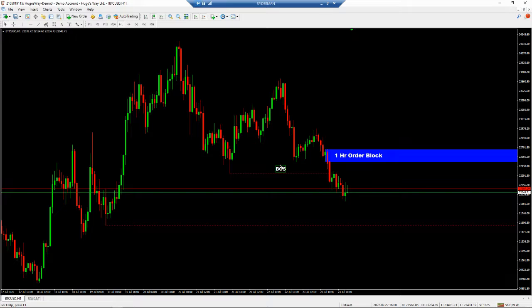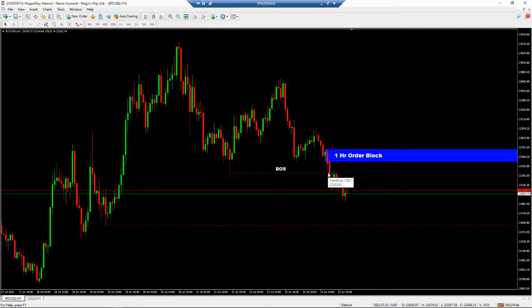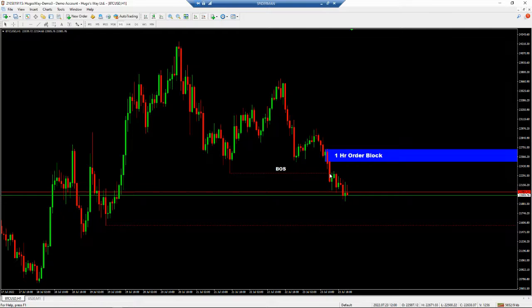And the reason that's a break of structure is because here's the low of the lower low at the end of this wick. And I drew a horizontal line across, and this red candle here broke below the lower low of this wick and closed, and now you see price continuing to go down. Now, if I wanted to take a sale here, I could. And matter of fact, I think I'll take one.